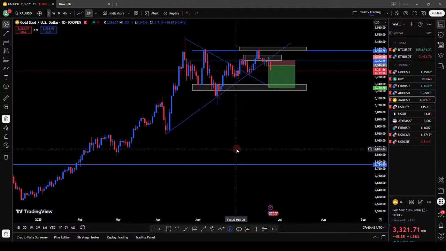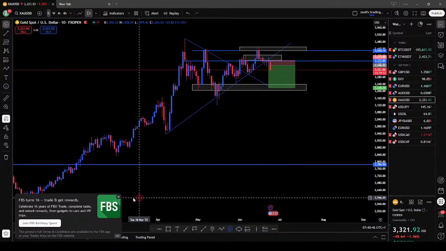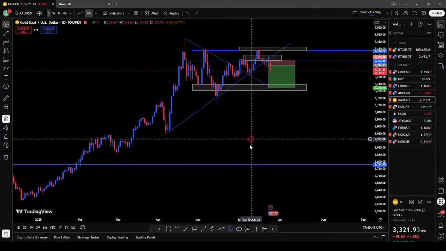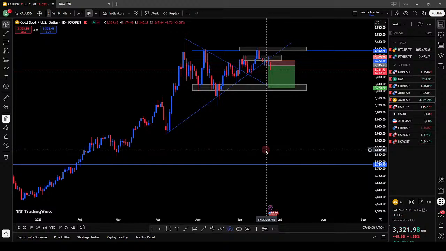So let's summarize our analysis. But before we summarize, you can take a screenshot of all the analysis we have made, our live trade.